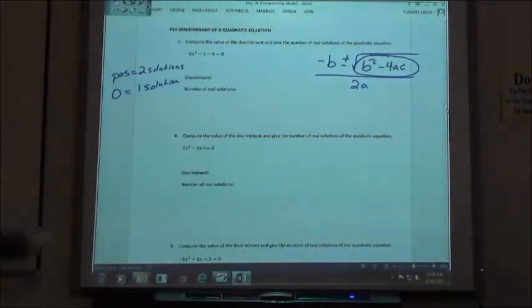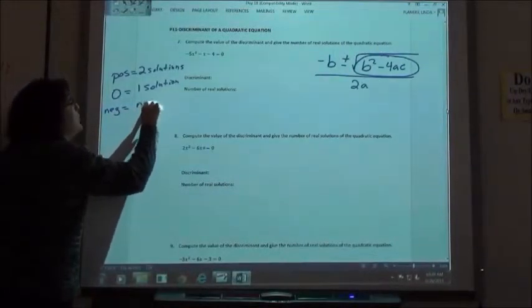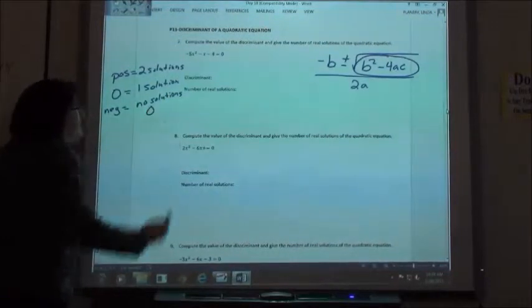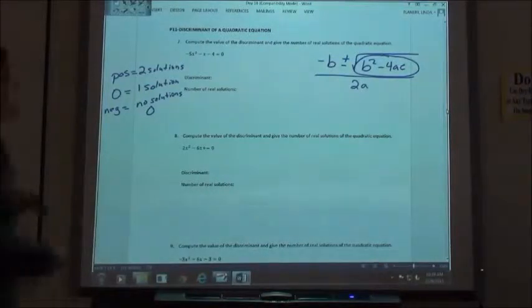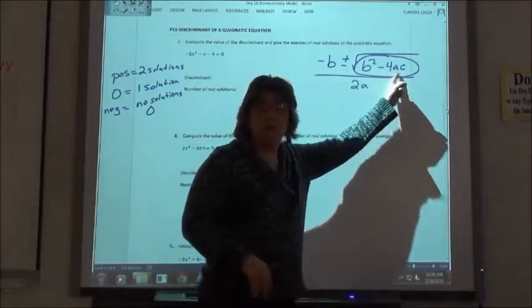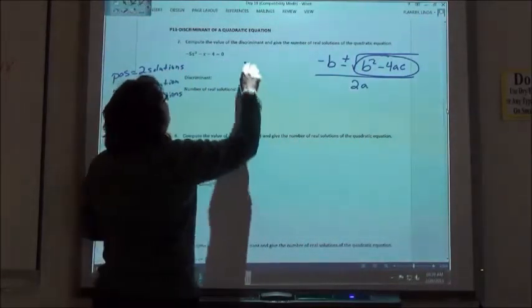And if it's negative, they're going to say you get no solutions. In other words, 0, because I'm going to write the number down. Right? We really can't do the square root of a negative number, so we don't get a real number answer. We get an imaginary number answer. So instead of just doing the whole entire quadratic formula, we're just going to do the part under the square root. So I still have to pick out my A, B, and C.